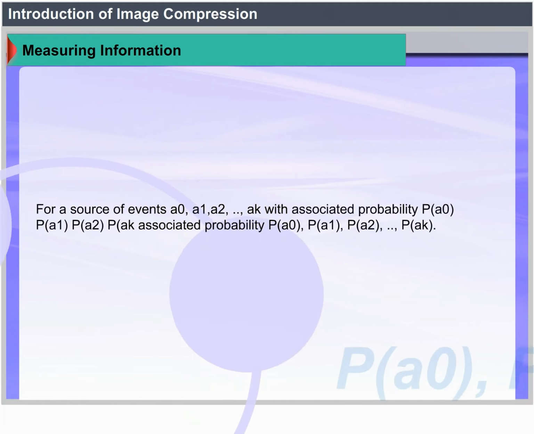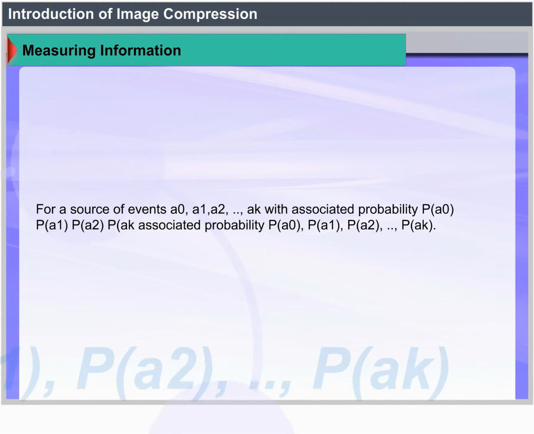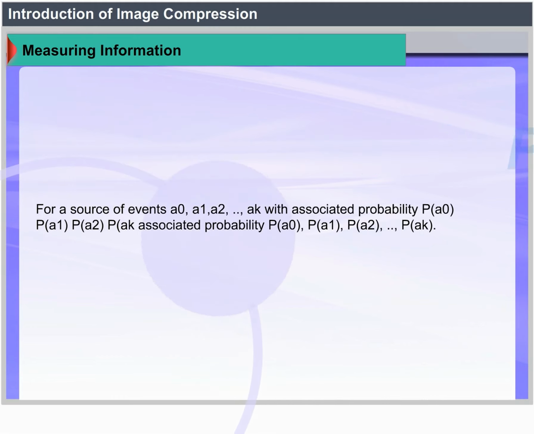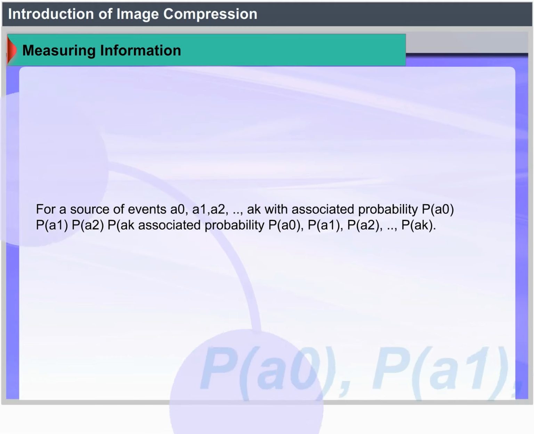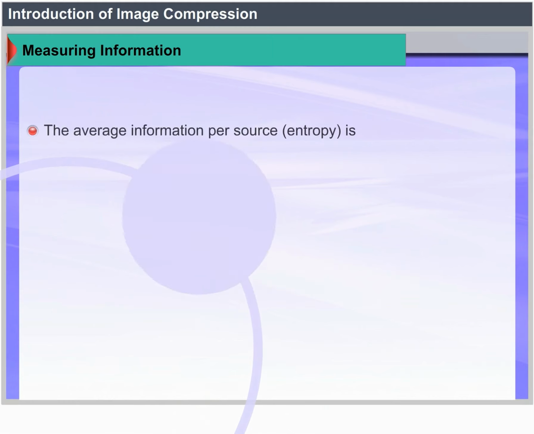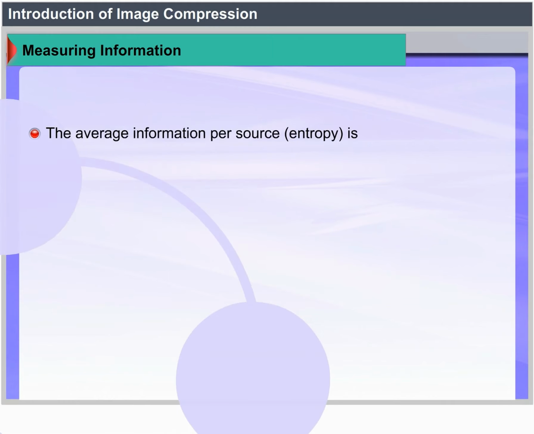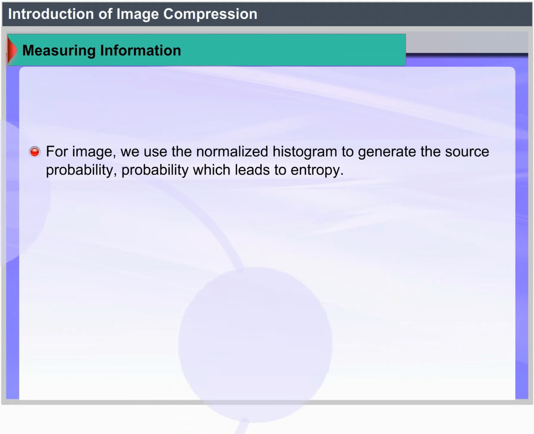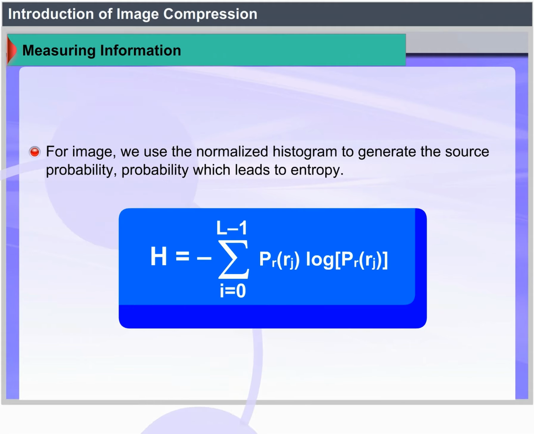For a source of events A0, A1, A2 going up to AK with associated probabilities P of A0, P of A1, P of A2 going up to P of AK, the average information per source, the entropy, is as shown on the screen. For an image, we use a normalized histogram to generate the source probabilities, which leads to the entropy as shown.